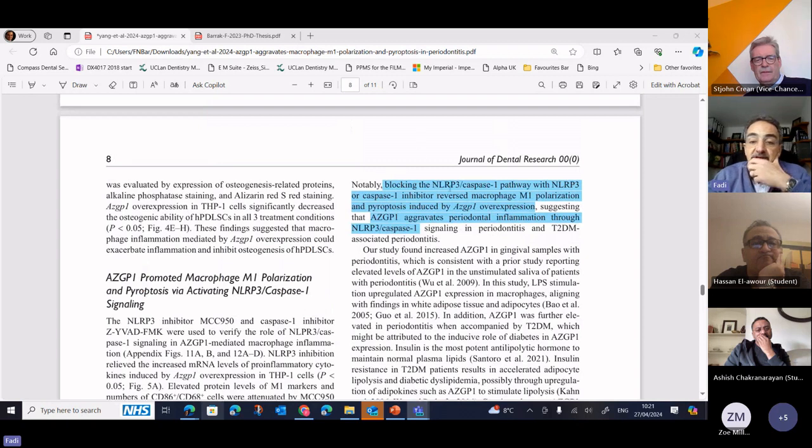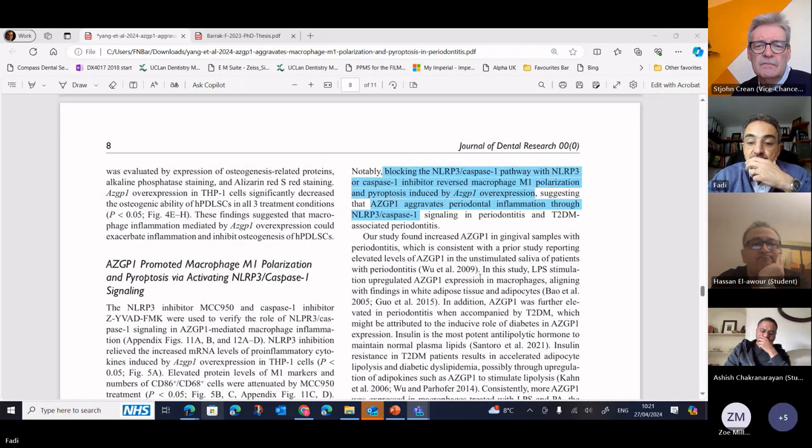They found that blocking the inflammasome caspase-1 pathway reversed the M1 polarization and pyroptosis induced by the glycoprotein overexpression. So indicating again that the aggravation through the glycoprotein seems to be through this caspase-1 pathway.